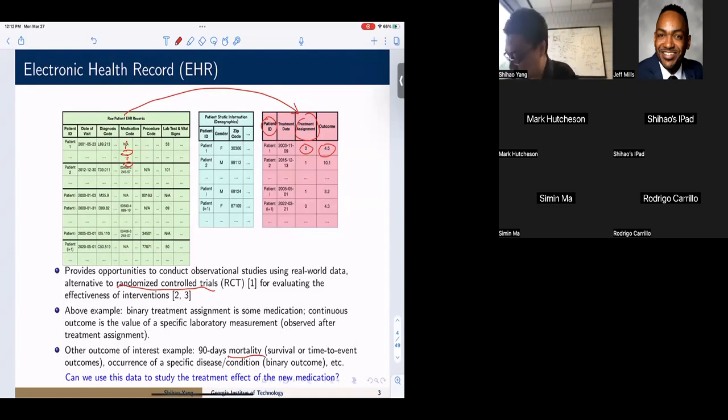And there will be occurrence of a specific disease or condition. For example, we're looking at a side effect of a particular treatment. That will be another binary type of outcome, or another type of outcome will be time to event, time until something happens, et cetera. So the general question being asked, from these two original raw tables and one derived table of treatment and outcome, is: can we use this data to study the treatment effect of a new medication? Can we do causal inference on the EHR? That's the general question of interest to me.